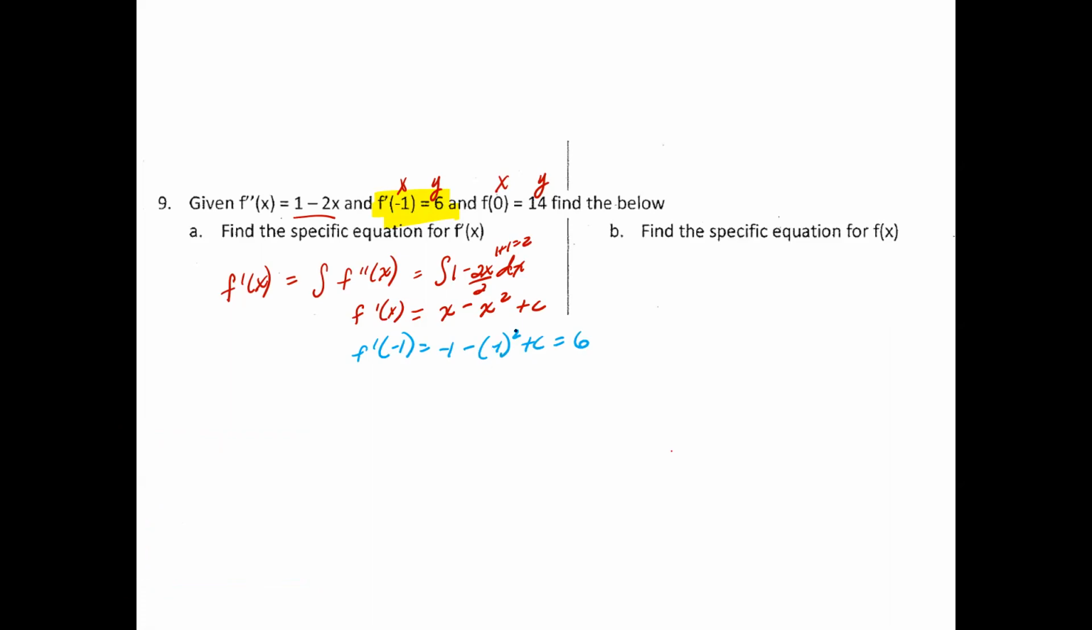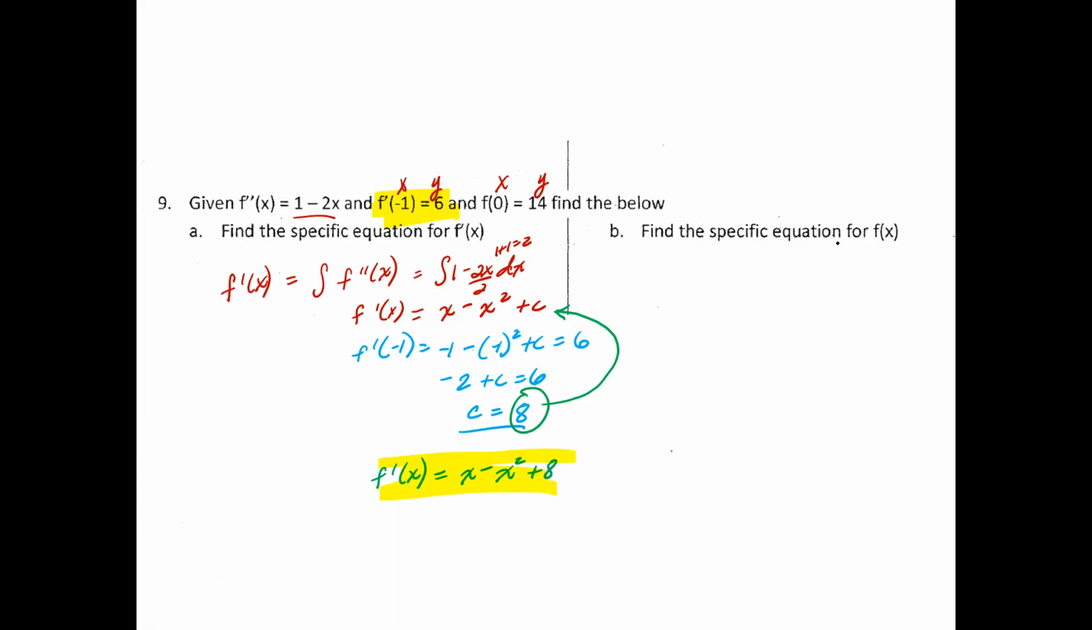So let's clear this up. -1 times -1 is a +1. +1 times a -1 is a -1. -1 minus a 1 is a -2. Plus c equals 6. And we can agree that c equals 8. So now that I have this information, I'm going to plug this 8 back into this equation to use that for part B. Okay, so I have f prime of x equals x minus x squared plus 8. And that is my answer for part A.